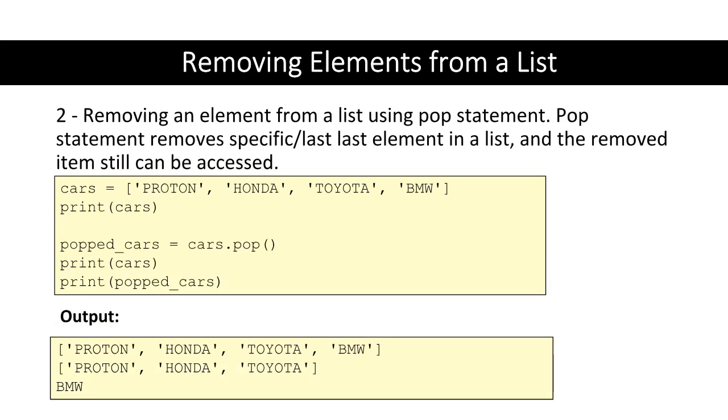The pop method removes an item and also returns it. This is useful when we need to use the removed value later in the program. Here, pop_cars equals cars.pop(). Pop removes the last element, which is BMW. Now, cars becomes Proton, Honda, Toyota. pop_cars stores BMW, so we can still use the removed value.